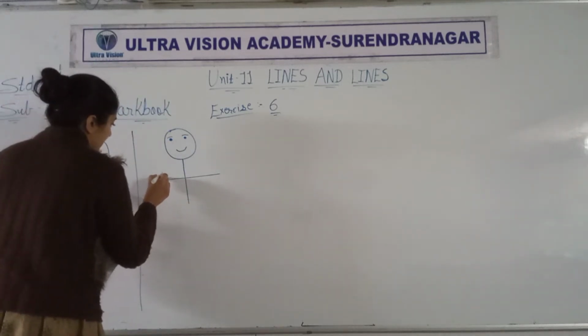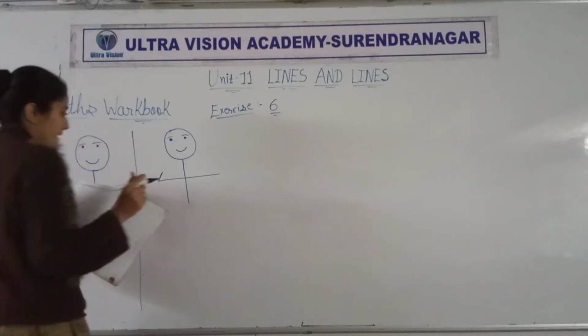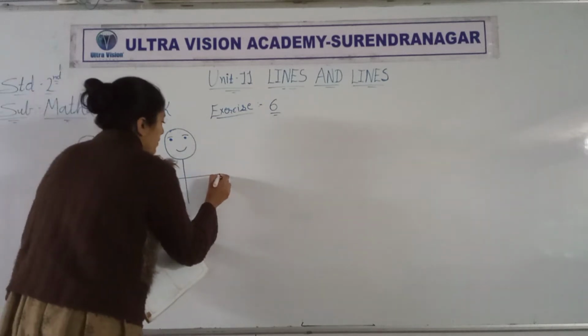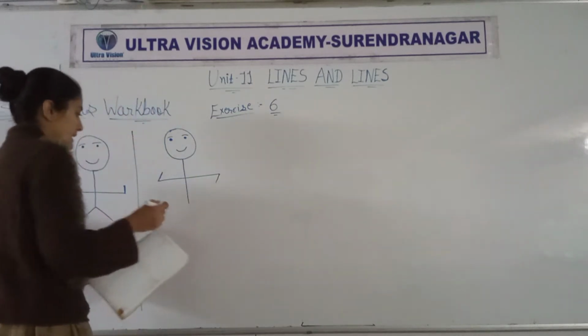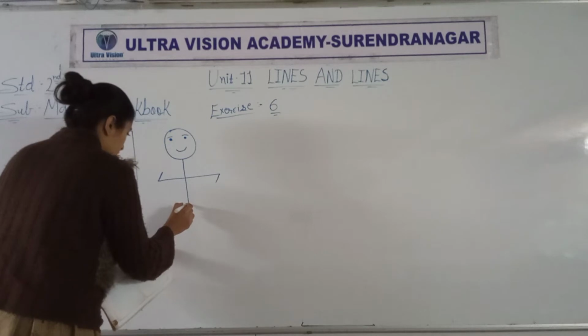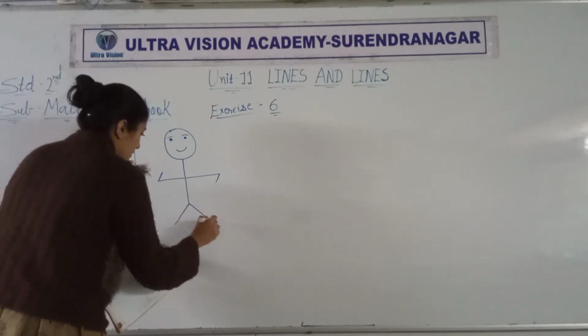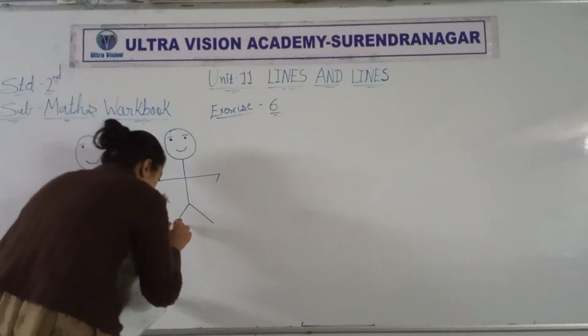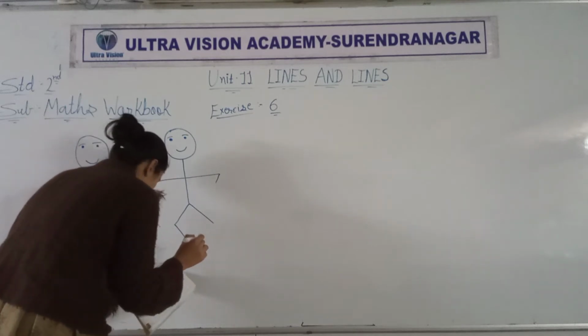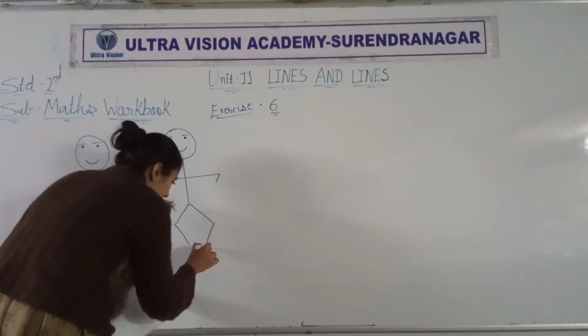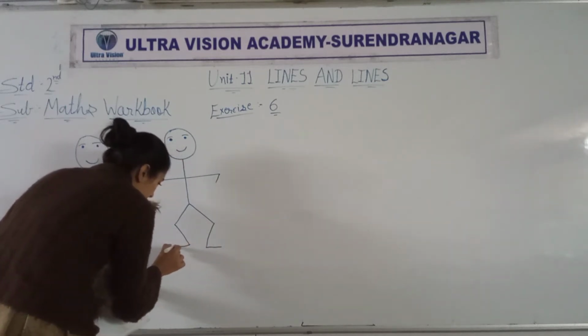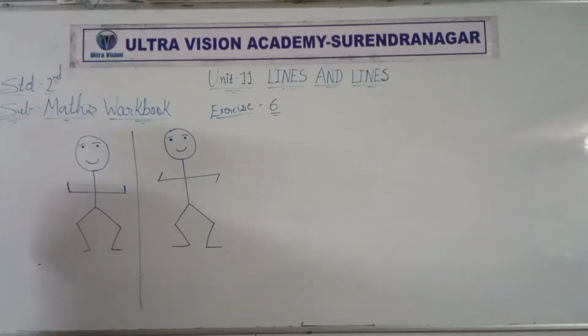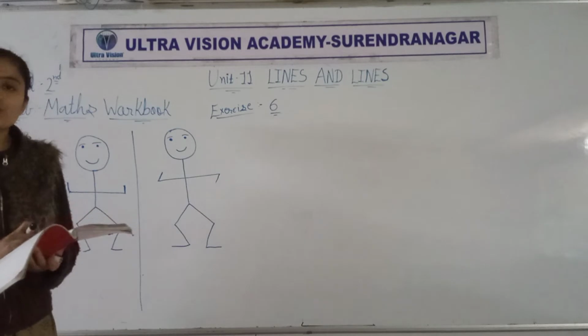Then slanting line. We have to use here slanting line for a hand. For making the hand. Again we have to use here slanting line. Just like it. And again we have to use here slanting line. And then we have to use here sleeping line. Right? So it's ready. Our dancing picture number 2 is ready.